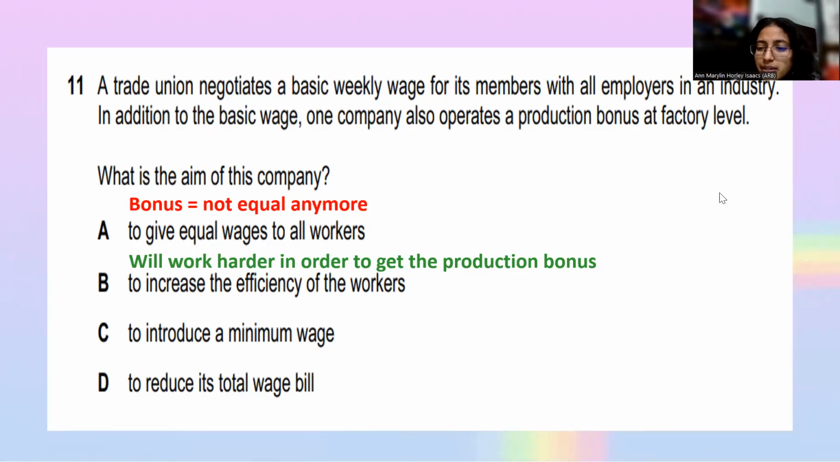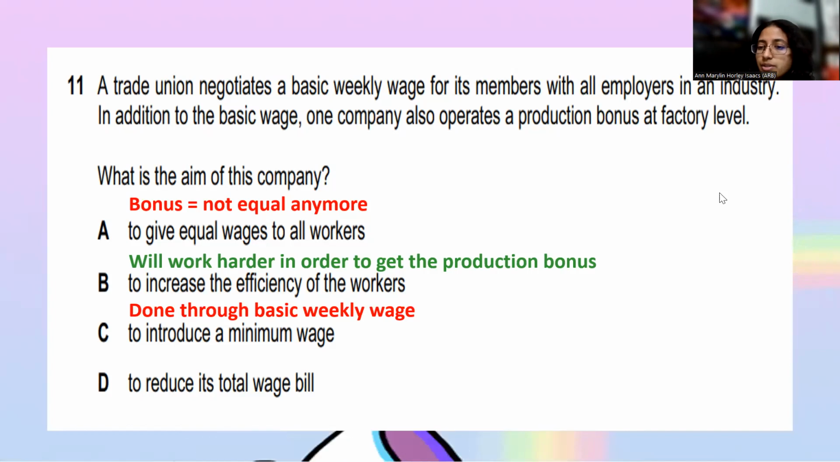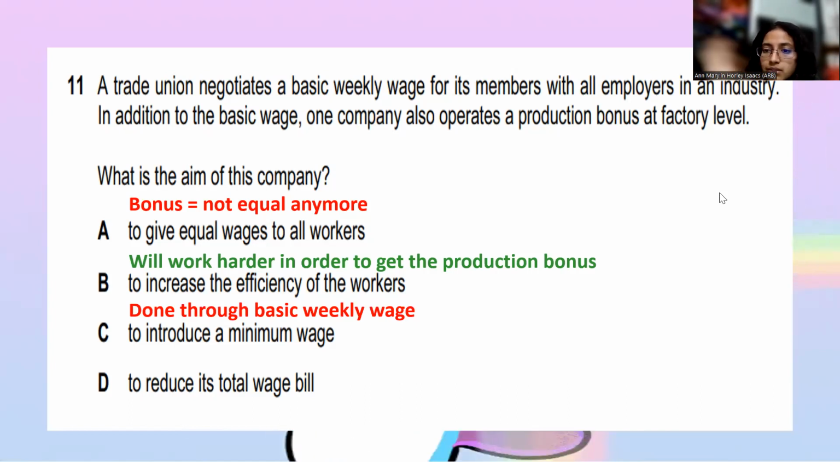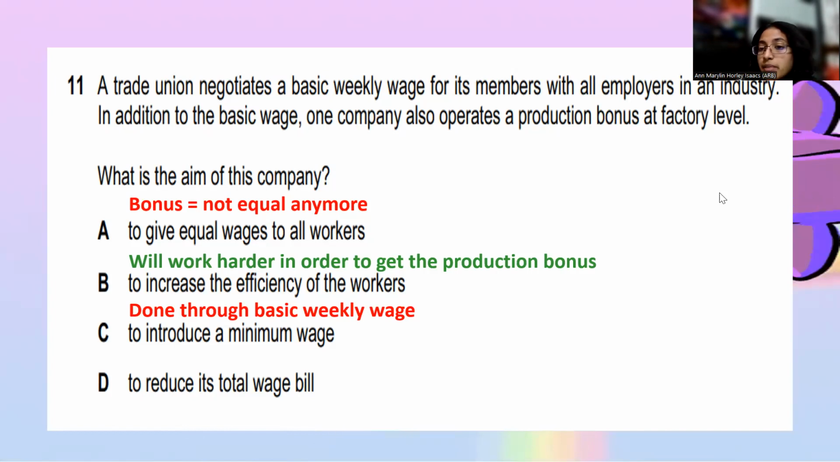It's not the same, but the idea there is very similar. It's not accurate to say that it is the same, but having a basic weekly wage means that everybody is paid that minimum amount, the basic amount. So in that sense, it is equalized, but that's not the aim of the firm, evidently, because now the production bonus has come into play.